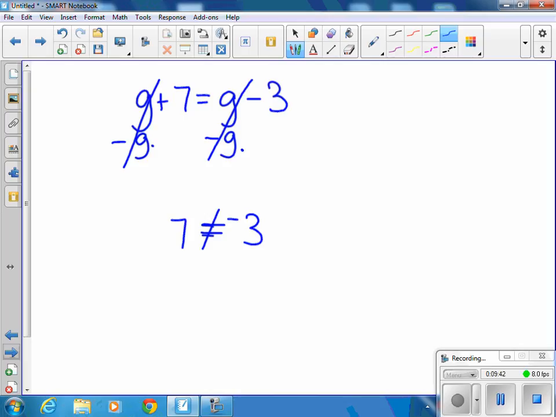In addition, I need to write this. Here is my actual answer. There is no solution for this. And it makes sense, because if you have g, remember g would have to be the same value. So let's plug in an easy number.